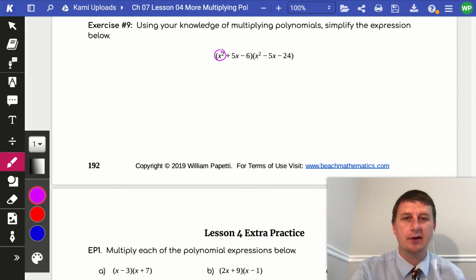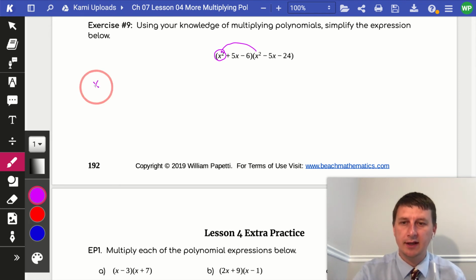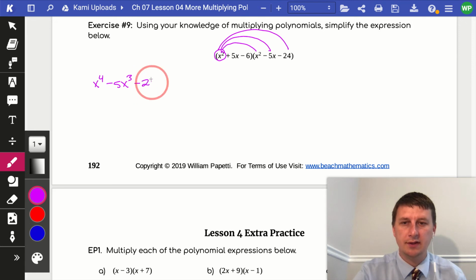So I have x squared times x squared. And that's going to give me x to the 4th. X squared times negative 5x will give me negative 5x to the 3rd. X squared times negative 24 will give me negative 24x squared.